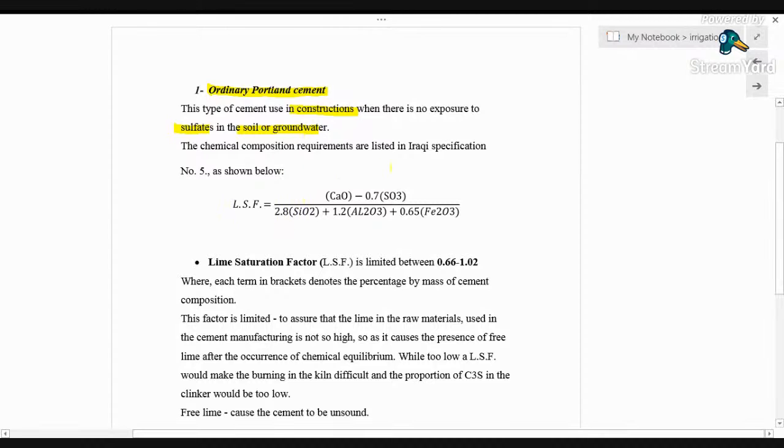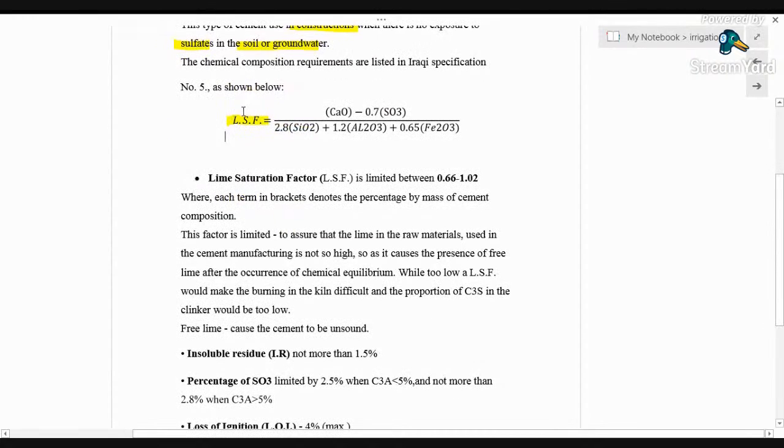So the chemical composition required, I already told you. First we have to find out the lime saturation factor. In ordinary Portland cement, we have to find out the lime saturation factor. This is the formula by which you can calculate. Lime saturation factor for ordinary Portland cement is limited in between 0.66 to 1.02.